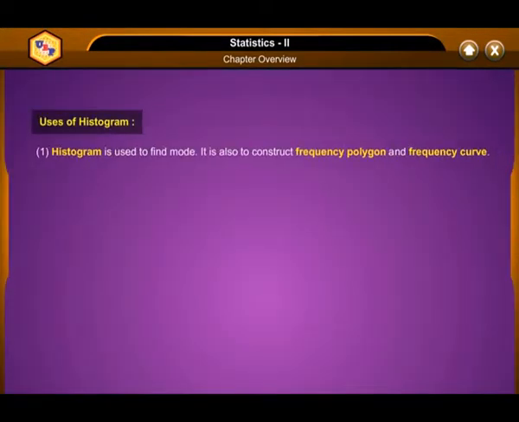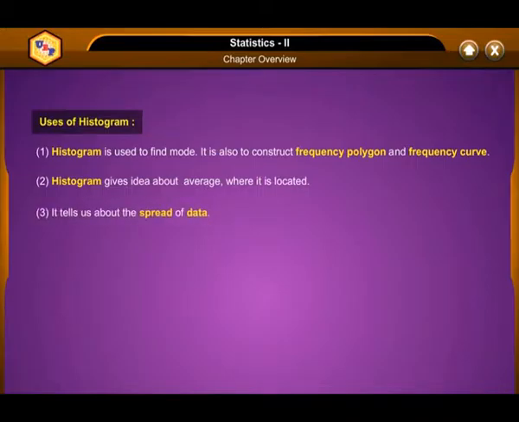Use of histogram. Histogram is used to find mode. It is also used to construct frequency polygon and frequency curve. Histogram gives an idea about where the average is located. It tells us about the spread of data. It gives an idea about the symmetry of the frequency distribution.